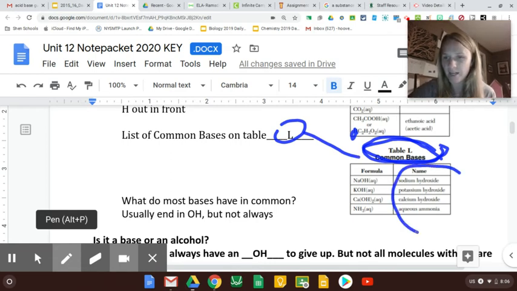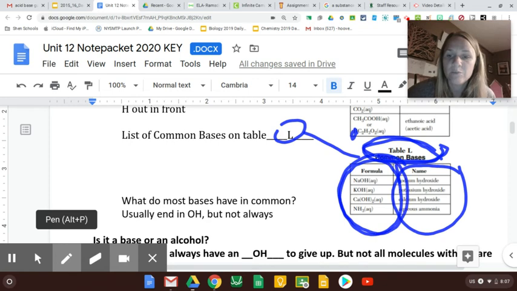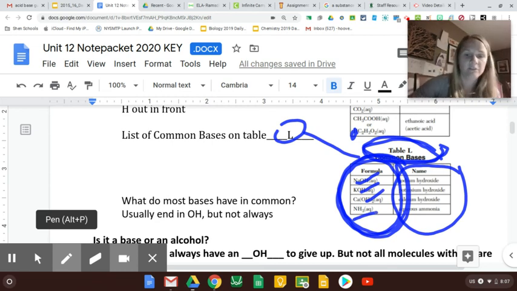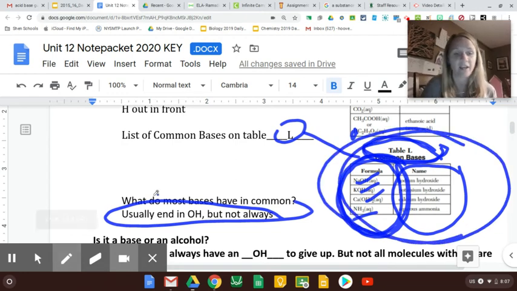If you look at their name, there's not really anything there that tells you that it's a base, so that's kind of hard. That's why you'd want to look it up on this table. And if you look at their formula, you can find something that most have in common. Look at these formulas. What do most bases have in common? OH at the end. So you can sometimes identify a base because it has OH at the end, but not always. So you are going to want to especially use this table if you can.